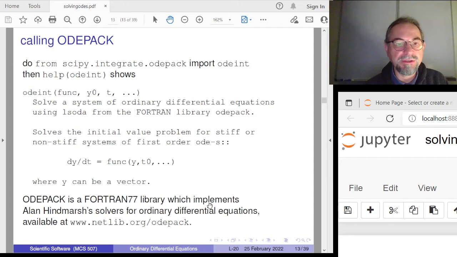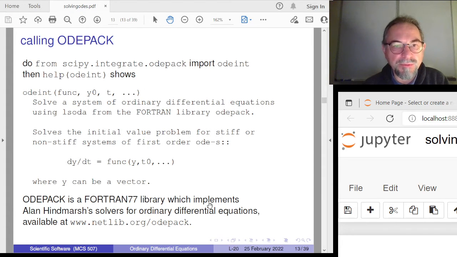But actually, we would not want to do this for any differential equation. It's a bit cumbersome as well. So there is the odeint, which is one of the main functions exported by a Fortran 77 ODEPACK library. So you can install this yourself, but the beauty of scipy is that this is all neatly wrapped.